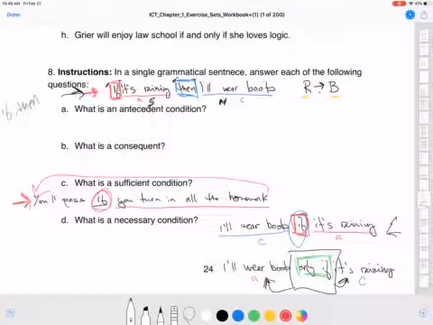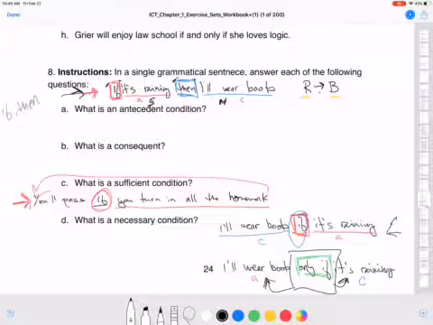But when I think of a necessary condition, the words "only if" often introduce what's called a necessary condition. A necessary condition is something that must hold in order for something else to obtain, but in and of itself is not sufficient. It's not the whole thing that has to happen.